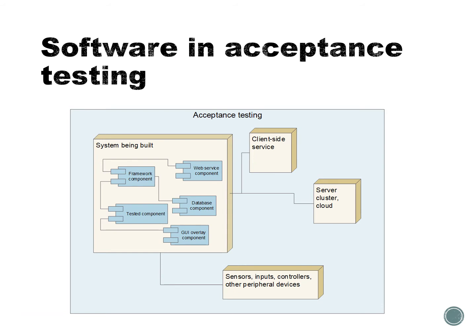So, for example, if we are in acceptance testing, we already have everything available. We have the sensors, we have the inputs, we have the controllers, peripheral devices, we have client-side services, we have server clusters, cloud, whatever database we have. We also, in acceptance testing, already have everything available here. So basically, this is the stage on which we have to start to talk about the software maintenance aspects.